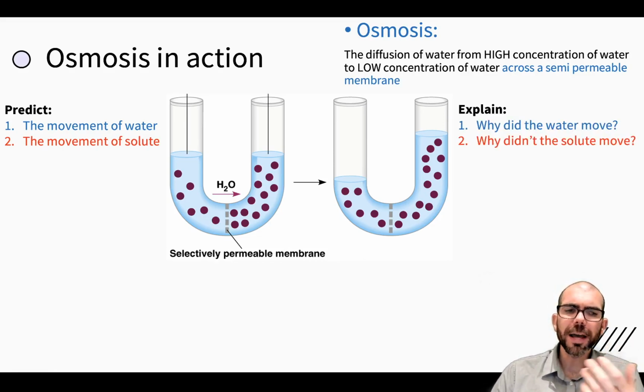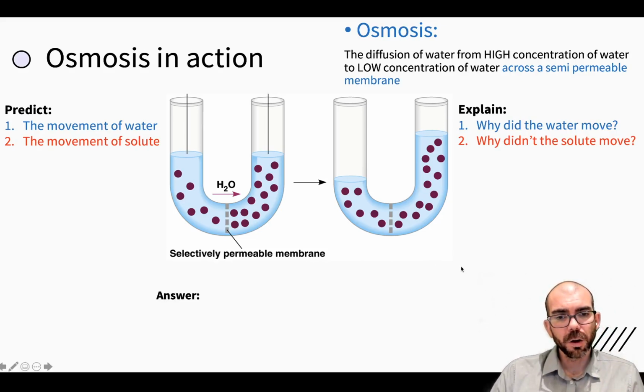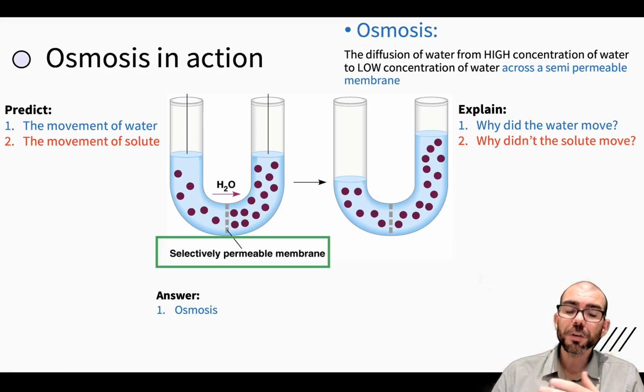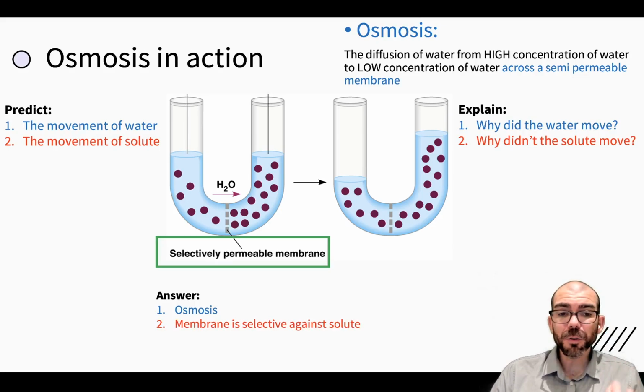Could you explain why the water moved to the right instead of to the left, and why the solute didn't move at all? Well, why did the water move? Osmosis, the diffusion of water from a high concentration to a low concentration. When we started this apparatus, there was more water on the left, so it moved to where there was less water on the right. And it looks like water was permeable, meaning it was able to move across the selectively permeable membrane.